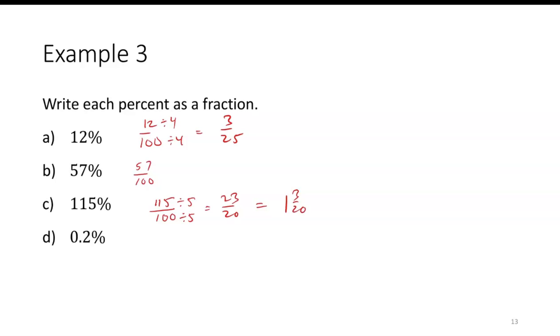And then 0.2% is saying 0.2 over 100, which is not a proper fraction. So I'm going to multiply the top and bottom by 10. So I end up with 2 over 1,000. That is a proper fraction, but I can also divide by 2 and end up with 1 over 500.